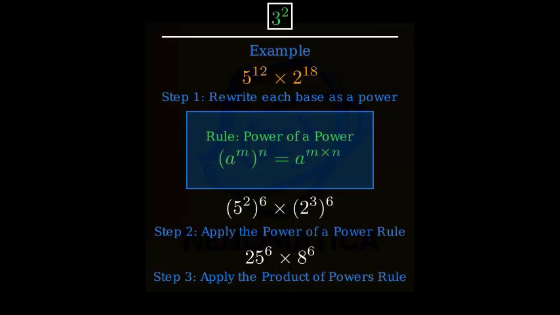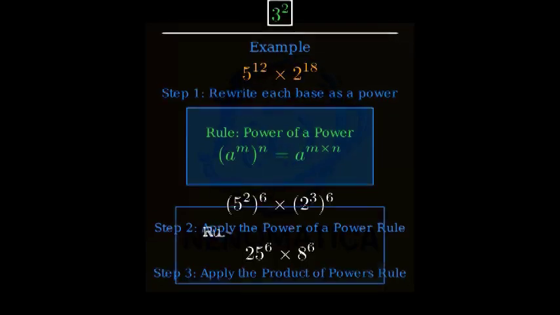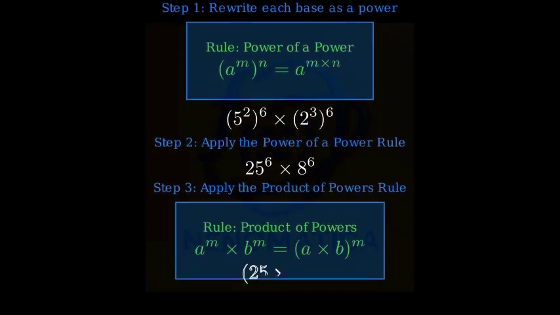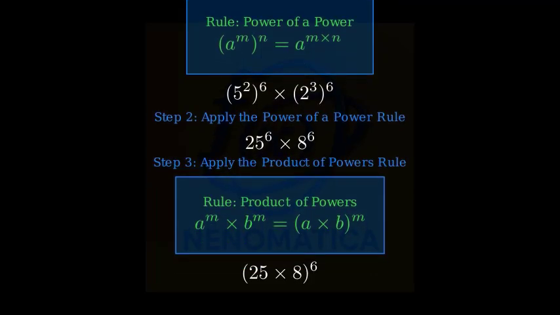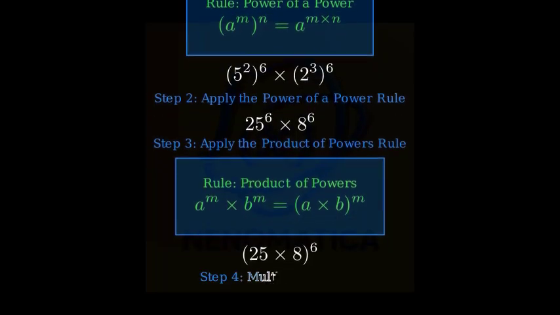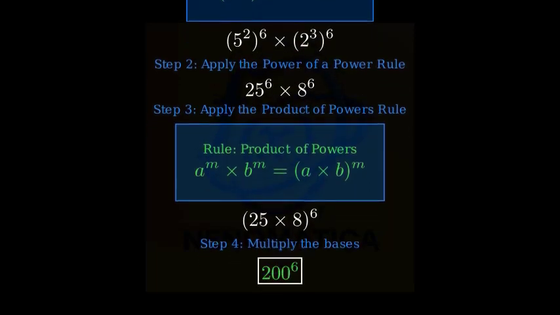When multiplying terms with the same exponent, we can use the product of powers rule in a different way. A to the m times b to the m equals the product of a times b, all raised to the power of m. So we get 25 times 8, all raised to the 6th power. 25 times 8 is 200, so our final answer is 200 to the 6th power.